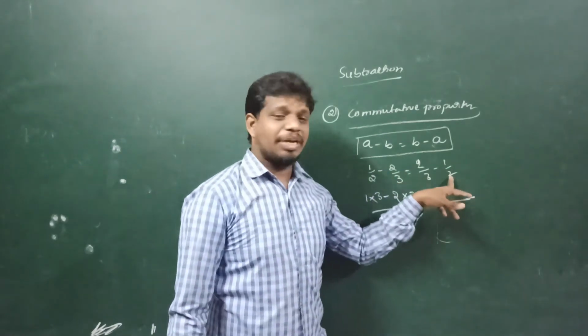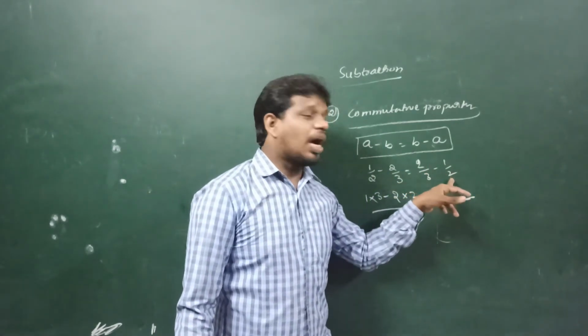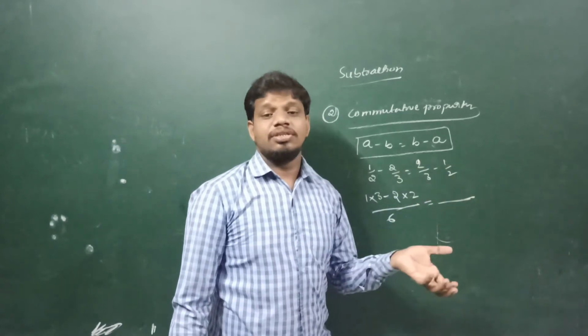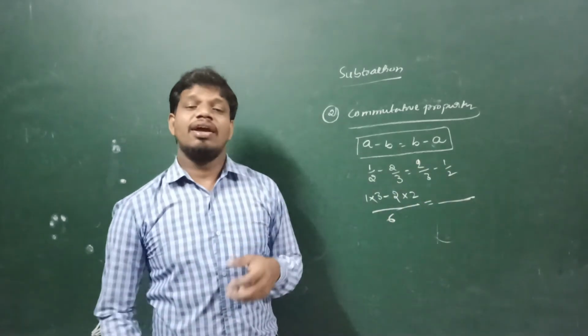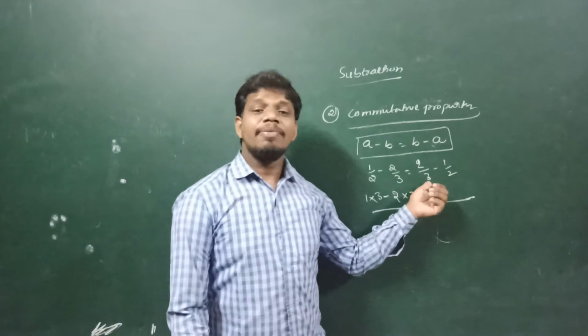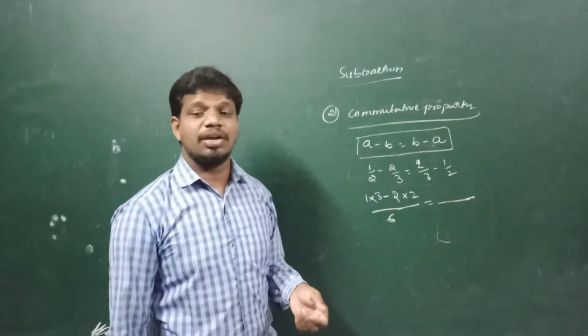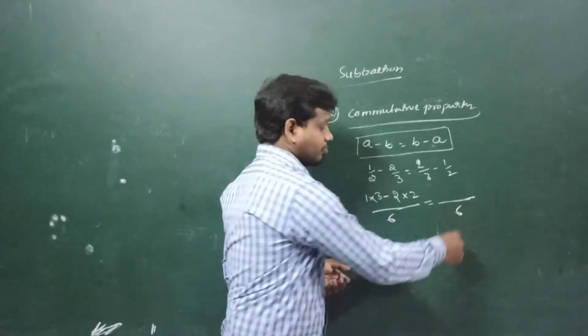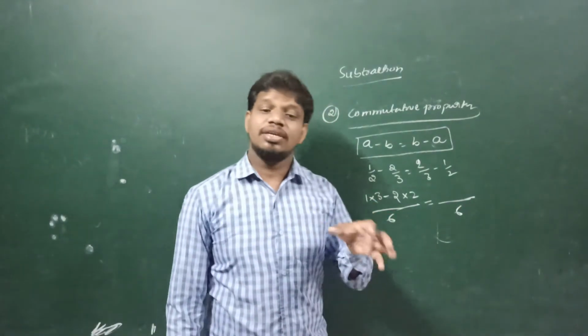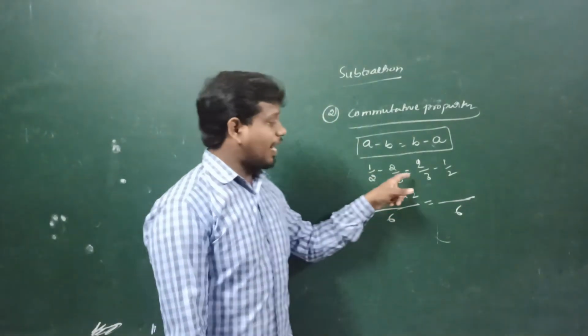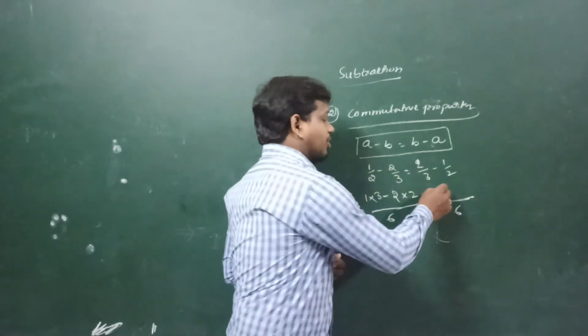Here again subtraction and there are unequal denominators. If denominators are not equal, what can we do? Find the LCM of denominators. What is the LCM of denominators? 6. What is the LCM of denominator? 6. Okay. Then check the numerator.